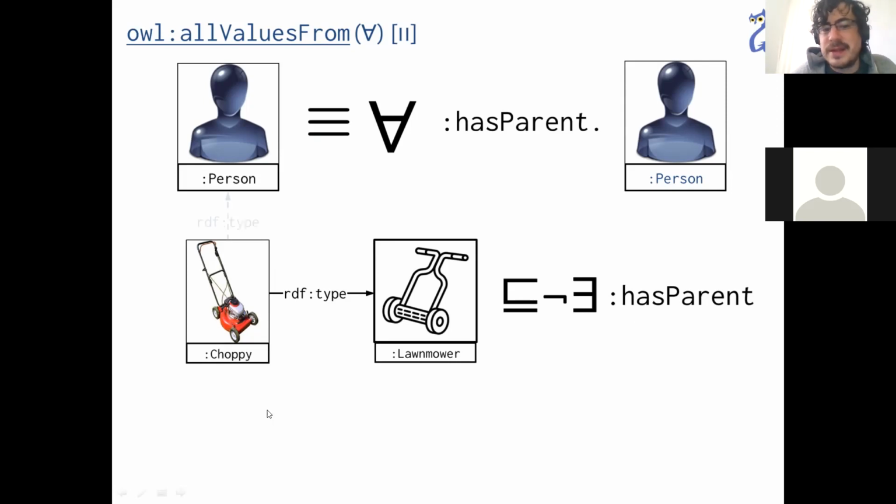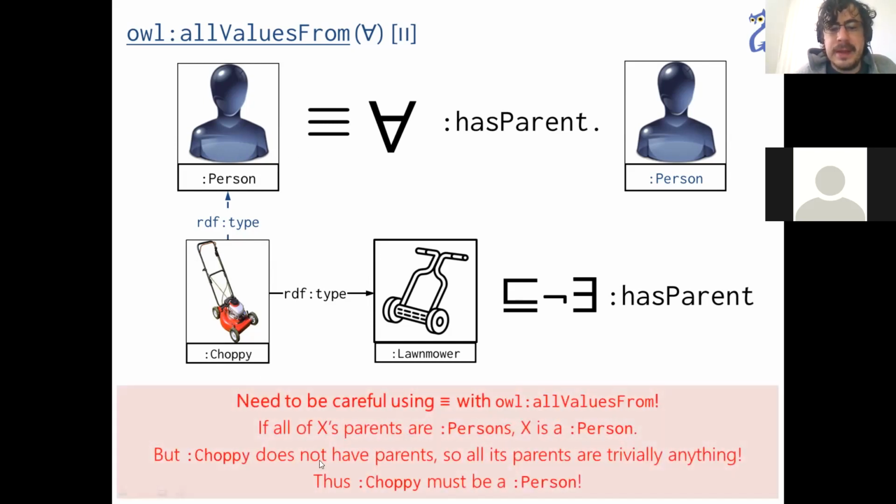So this tells us that Choppy is a person because all of Choppy's parents are people. It has no parents, so it's trivially true. So it's a little gotcha, or sometimes people mistakenly might define something like this in both directions. So this is not suitable in this case. We need to be careful using equivalence with all values from.